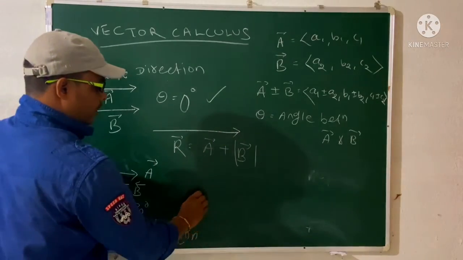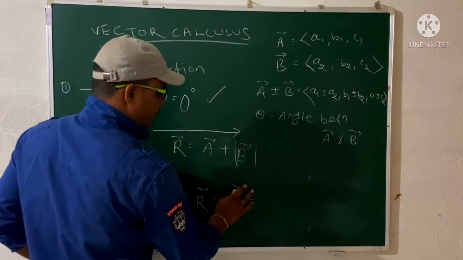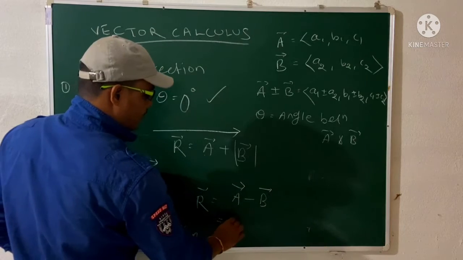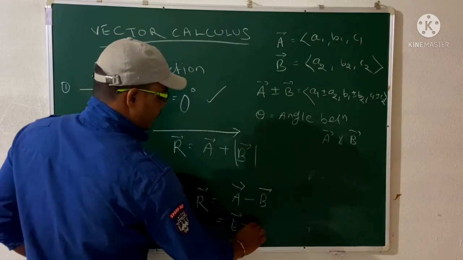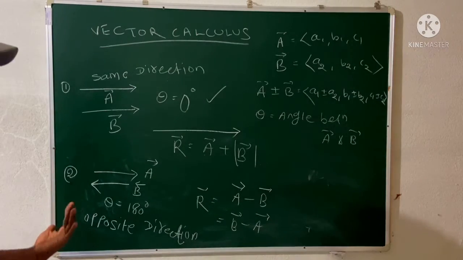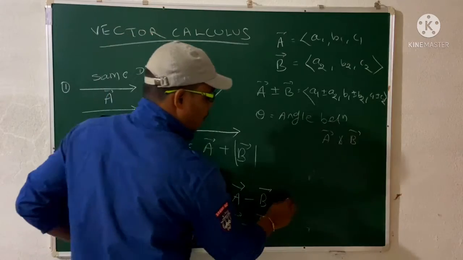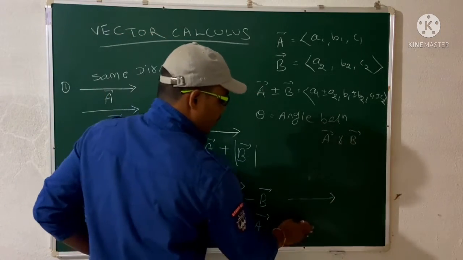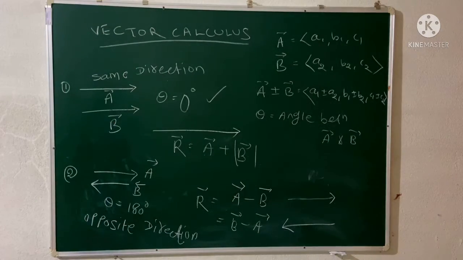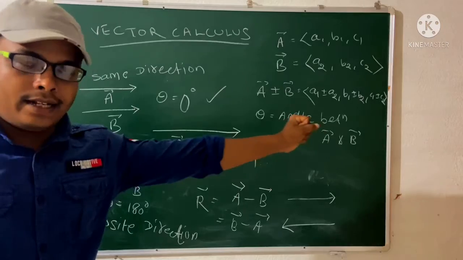Then what will be in this case? Your resultant vector will be A vector minus B vector, right? Or this can be B vector minus A vector. So we have two cases. If theta equals 180 degrees, then your resultant vector may move in this direction or may move in this direction. Then which direction will it move? Okay, if it is 0 degrees, then your resultant vector also moves in that direction.